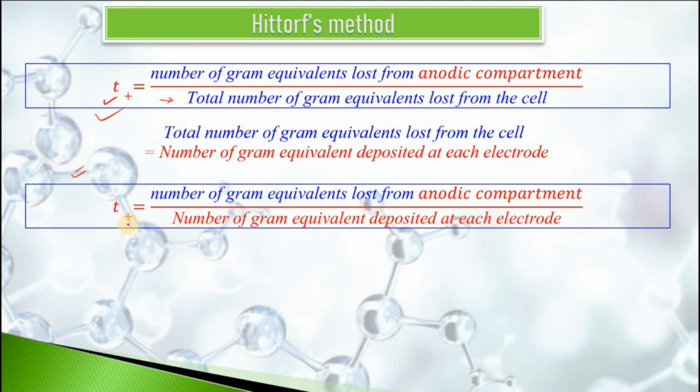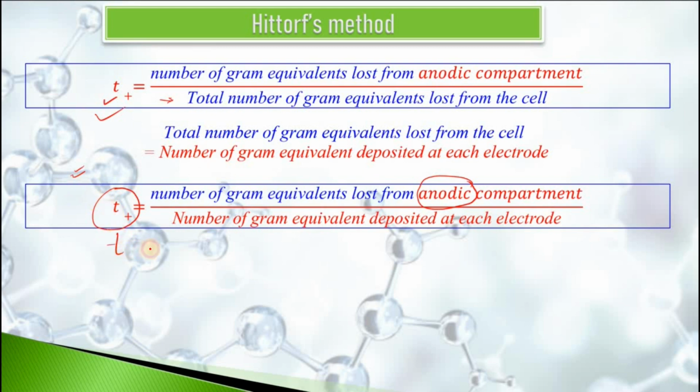It reads as: the transport number of a cation is equal to the number of gram equivalents lost from the anodic compartment divided by the number of gram equivalents deposited at each electrode. Suppose we want to write it for the transport number of an anion, then there will be a minor modification, because anions move from the cathodic compartment to the anode. So there will be a loss of gram equivalents at the cathodic compartment.